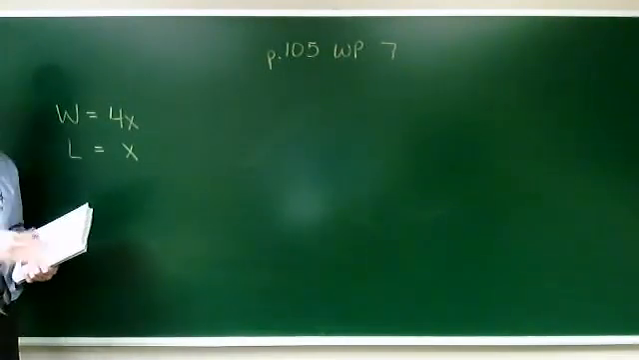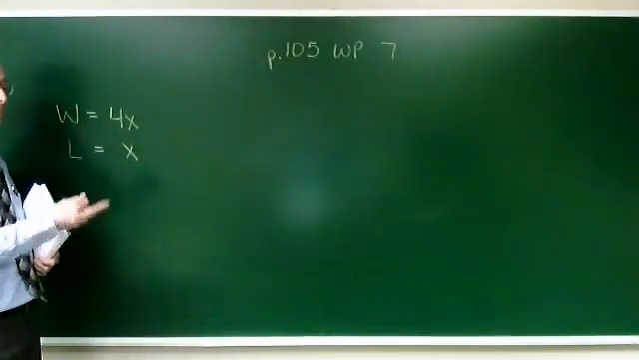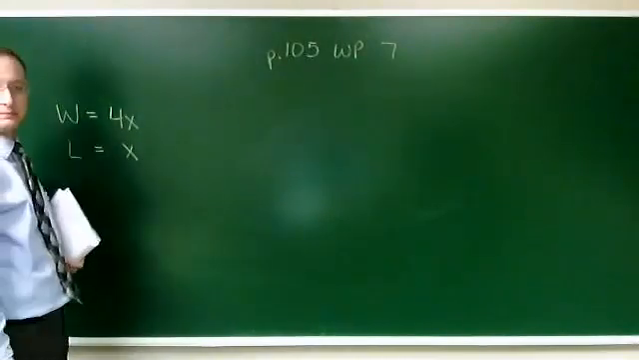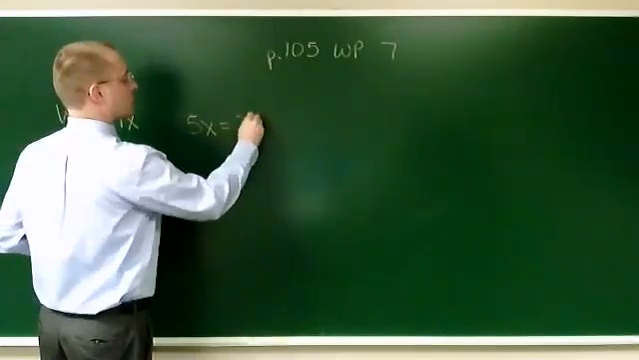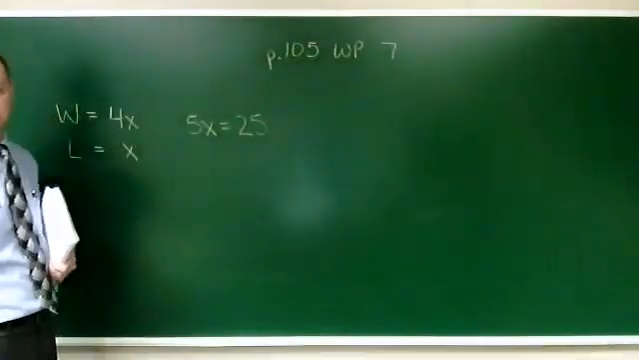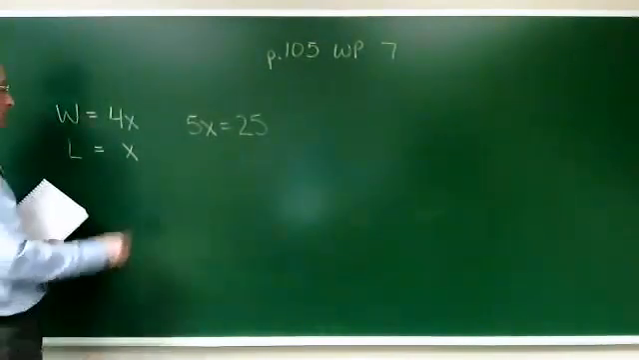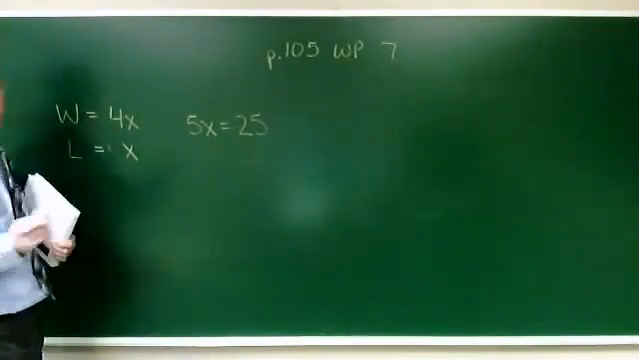Good, 4 times as many. If it said 4 more, it would be x plus 4. But it said 4 times as many, so 4x. What was your equation? 5x equals 25. And you set it up this way, why? Because there's 5 x's. Well, no, there's not 5 x's, but you put them together. Why did you put them together?